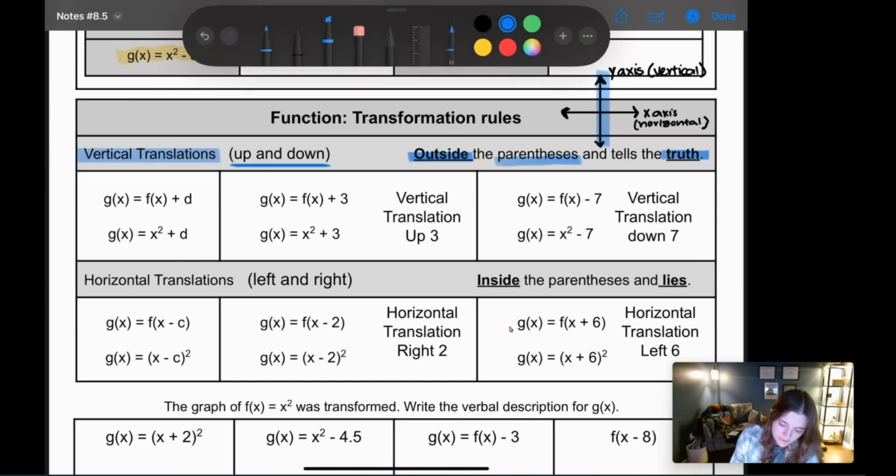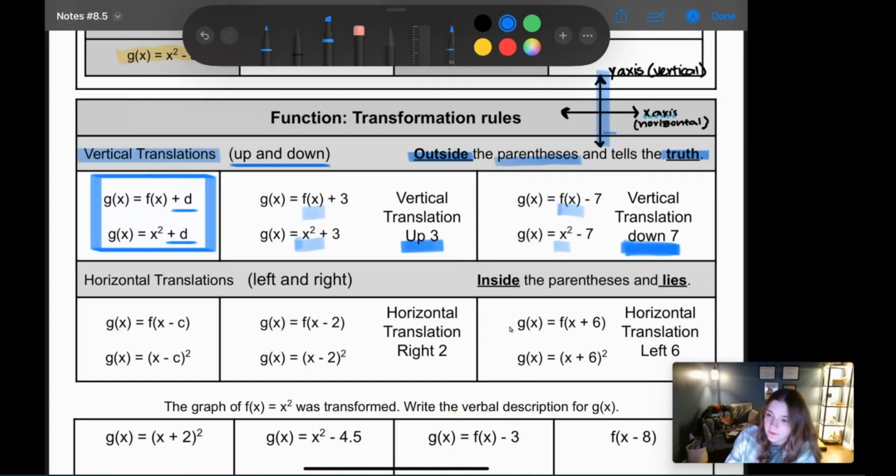So your functions typically will look like this. You'll see it where this plus d here is not inside of a parentheses. So that is telling us an honest shift. It's telling the truth. So for example, whether it's set up like this or like this, plus 3 means up 3. Same thing here. Whether it's set up like this or like this, minus 7 means down 7. So if you see it outside of the parentheses, it's traveling along the y-axis, and it's telling the truth. Positive is up, negative is down.